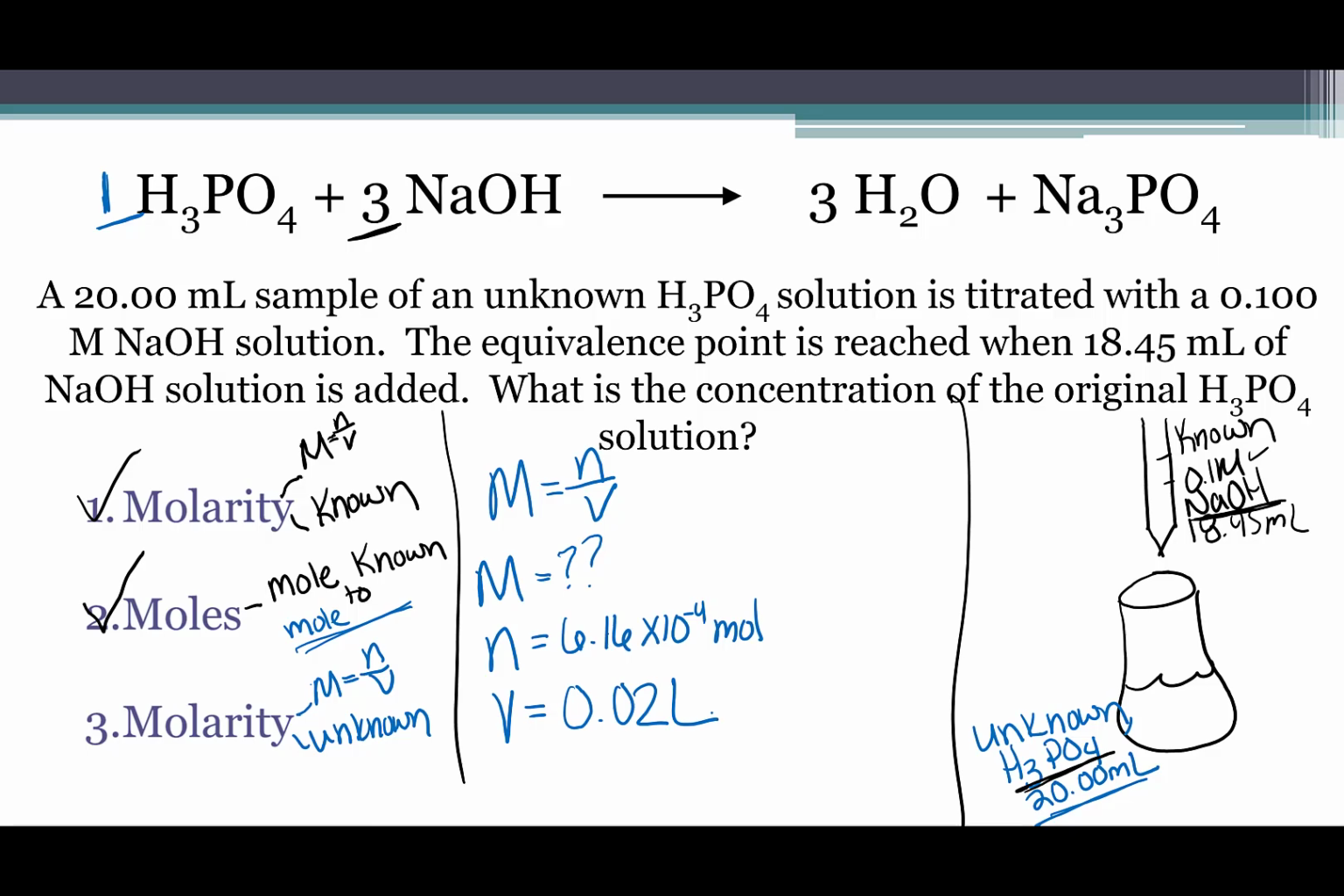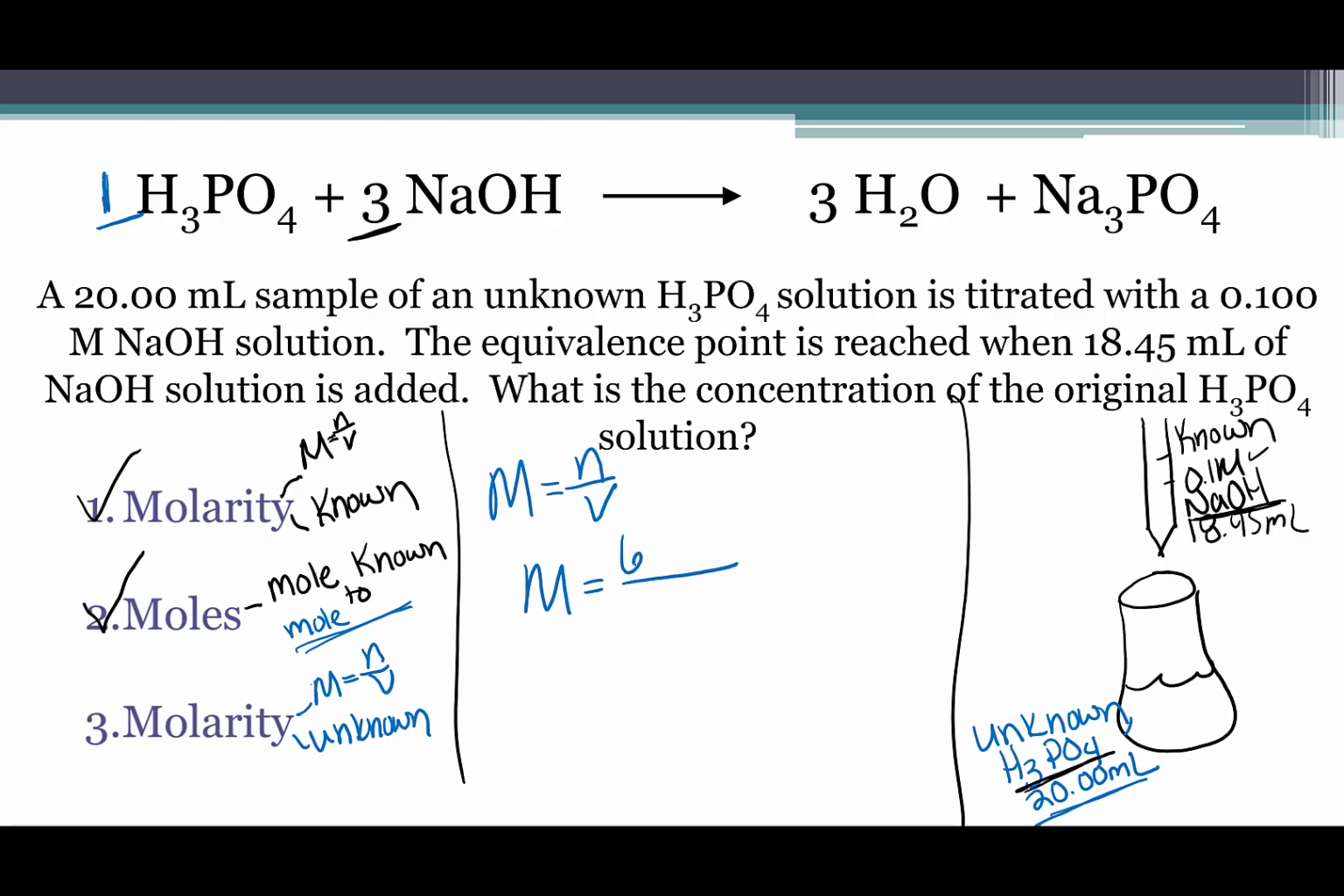Okay. So plug and chug from here. So I'm going to plug it into the equation, chug through it. Molarity equals number of moles divided by the volume in liters. So the molarity of the H3PO4 is 6.16 times 10 to the negative 4 divided by 0.02, and it is 0.03 molar.